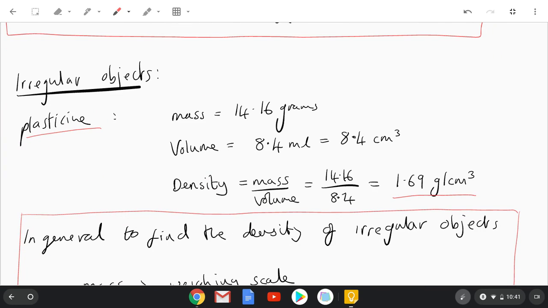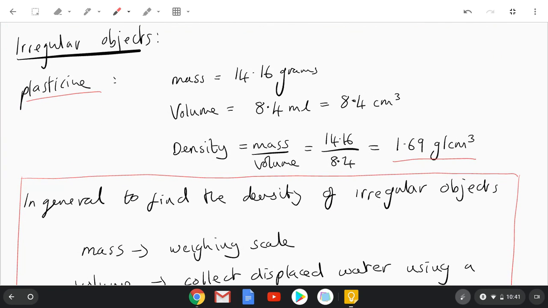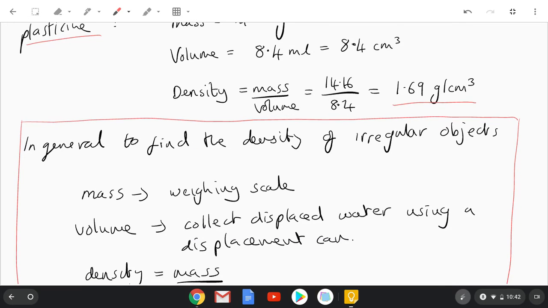Let's move on to irregular objects. So plasticine was shown in the video. The mass of the plasticine was 14.16 grams. The volume of plasticine was 8.4 milliliters, which is the same as 8.4 centimeters cubed. Using the density equals mass over volume formula, we get the density is equal to 1.69 grams per centimeter cubed.